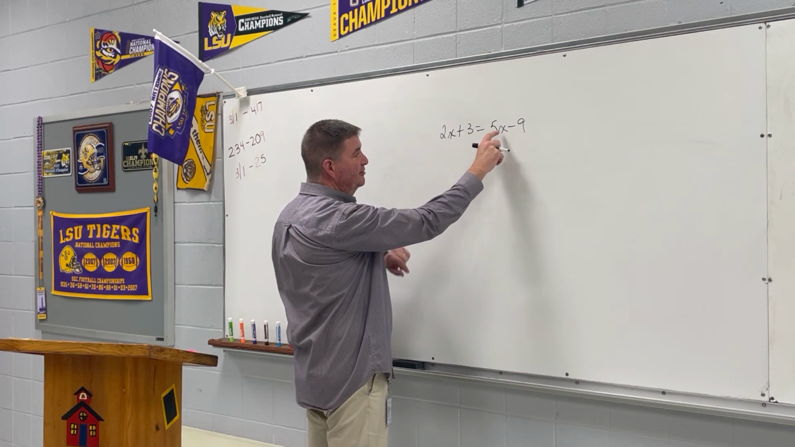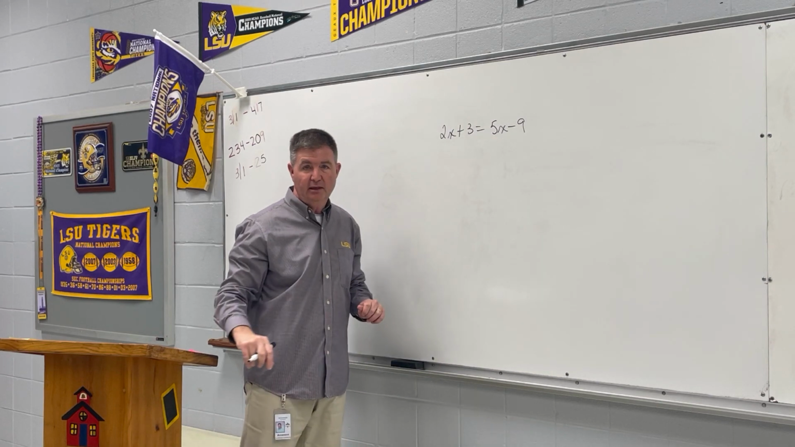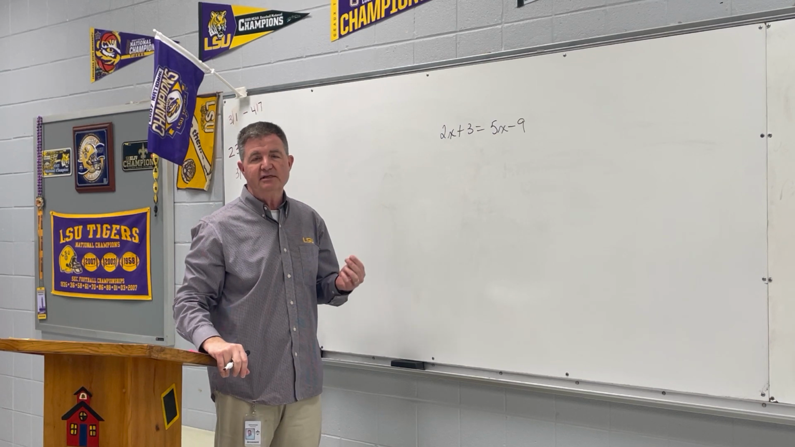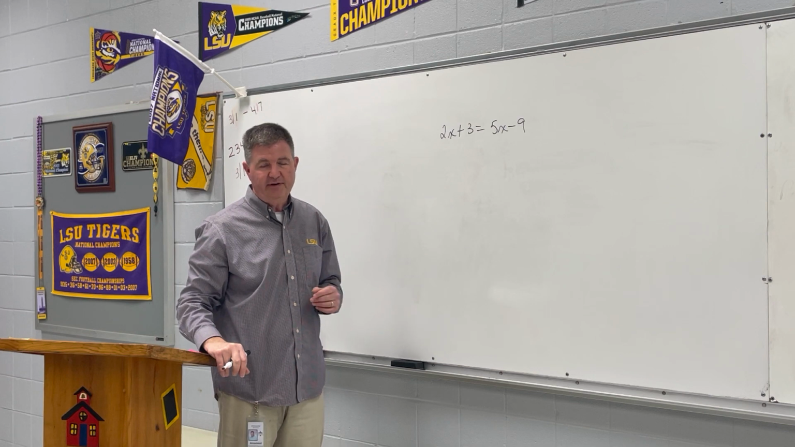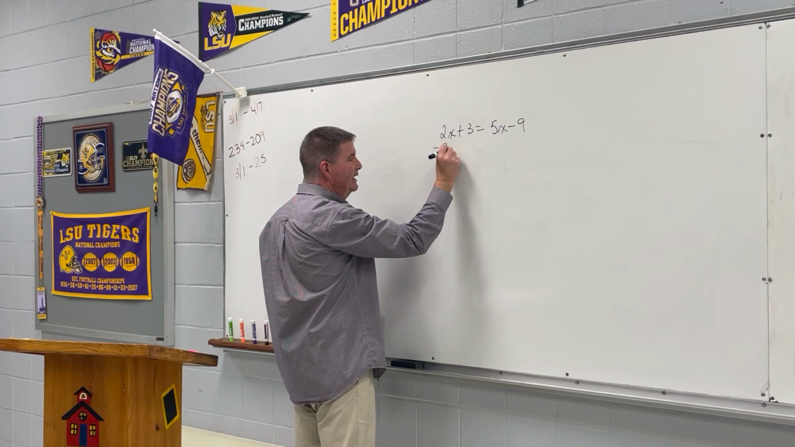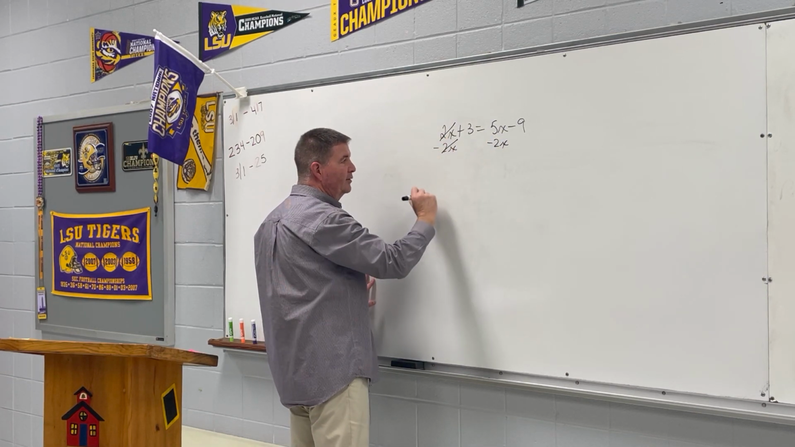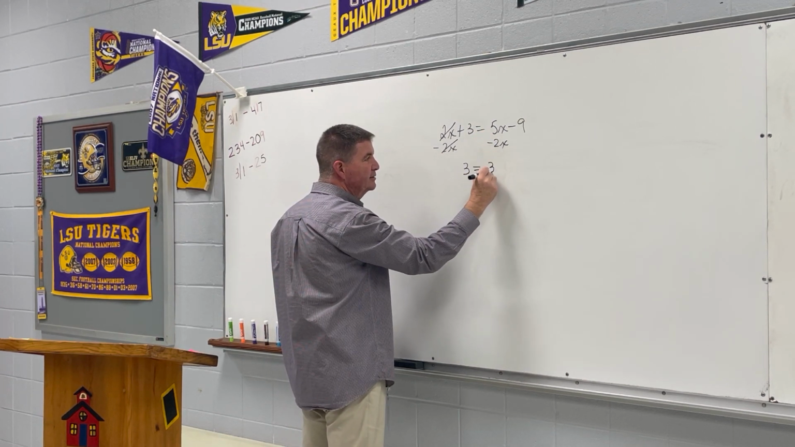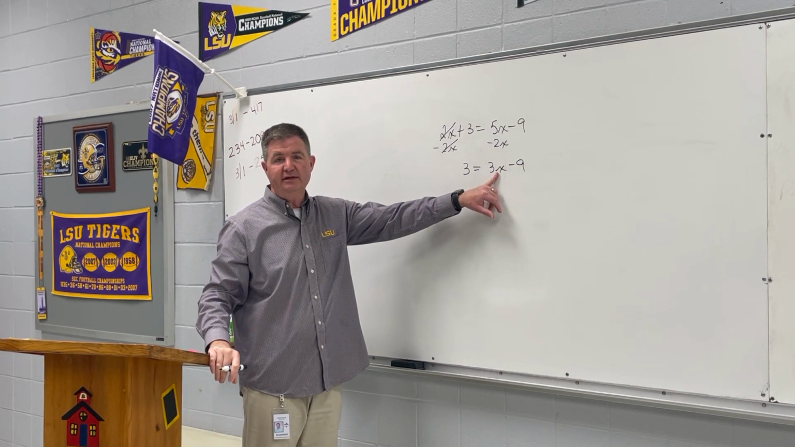So I either need to bring the 5x to the left or bring the 2x to the right. My objective here that I always say is bring the smaller x to the larger x. Why? Because it keeps the x, or the variable, positive. So I'm going to bring the 2x to the 5x by subtracting 2x from both sides. That takes it away, leaving me with 3 equals 5x minus 2x is 3x minus 9.